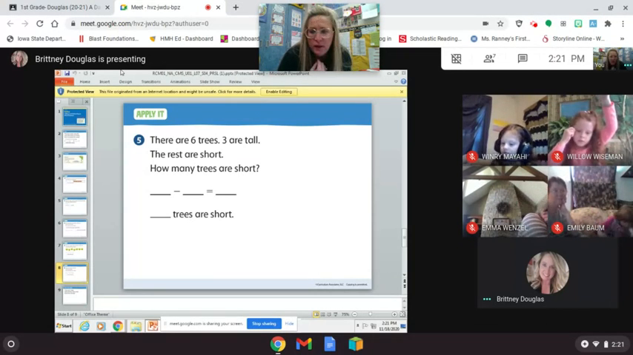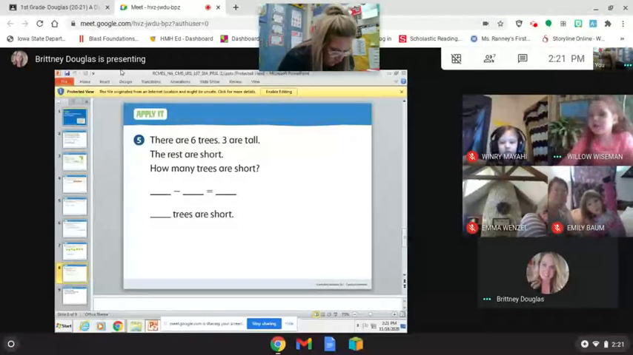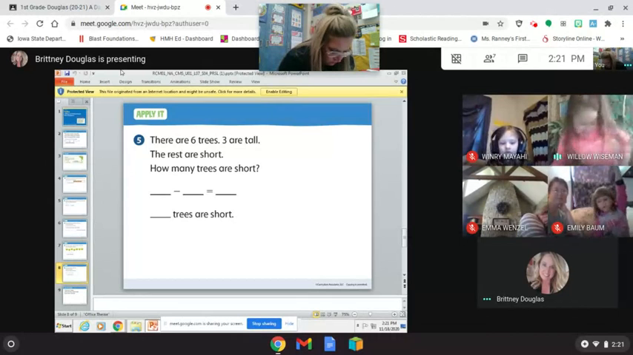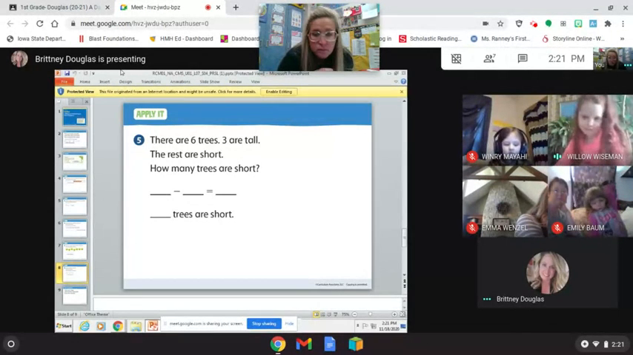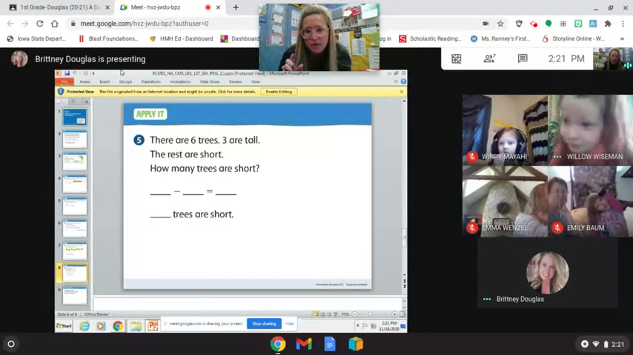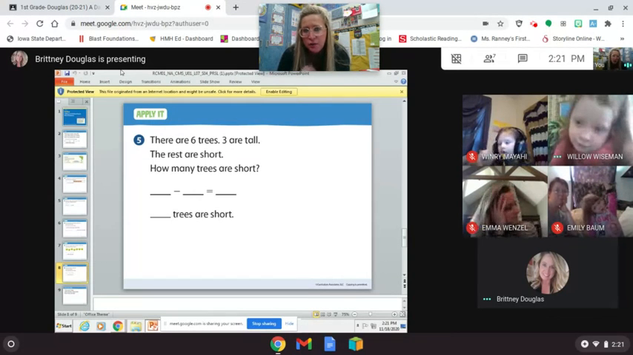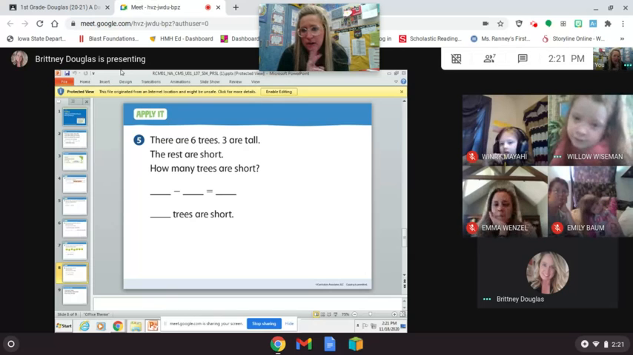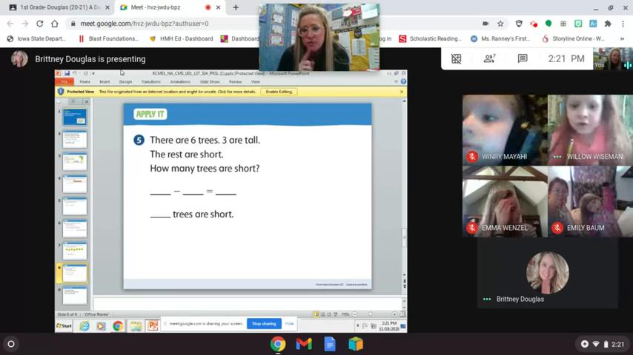Okay, well, Willow, let's hear how you did it. I think it's 3, because 3 plus 3 equals 6. Okay, so if you have 6 altogether, you could draw me 6 counters. You could cross off the 3 that are tall, and that's going to leave you 3 that are short, right? 3 and 3 is a double. We know those facts. 6 minus 3 equals 3.